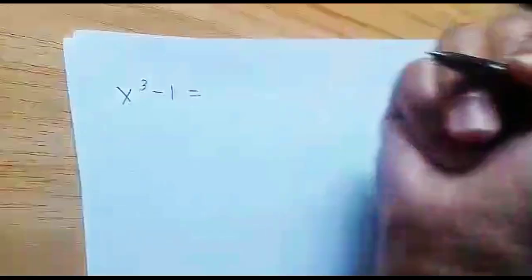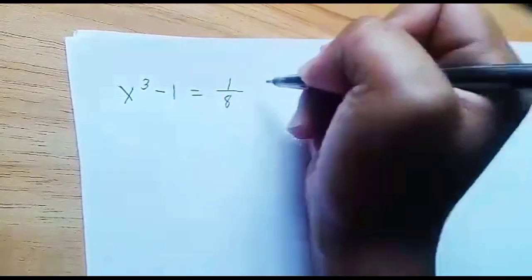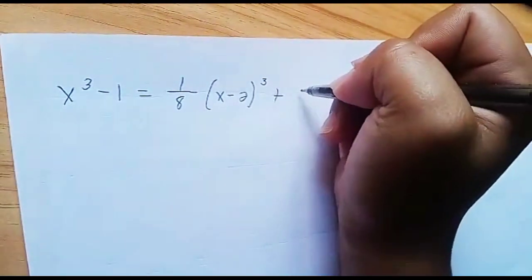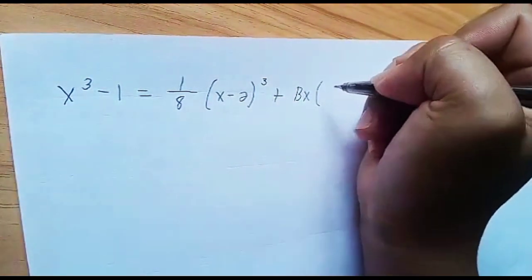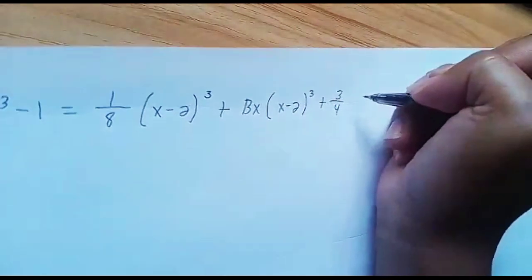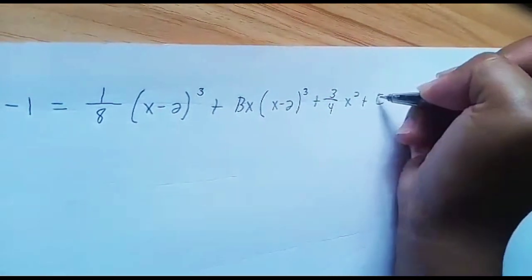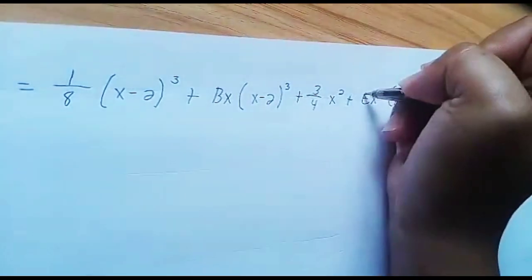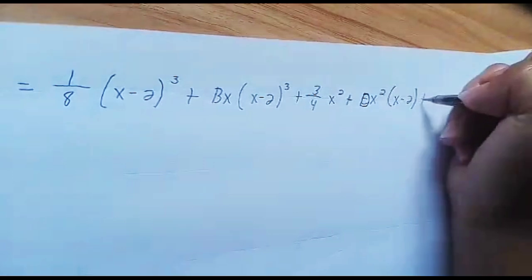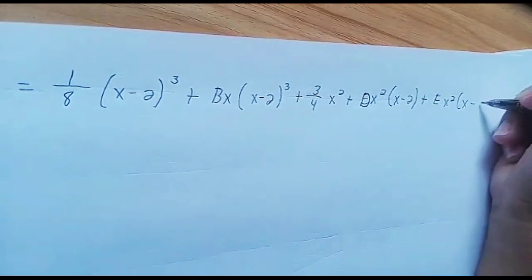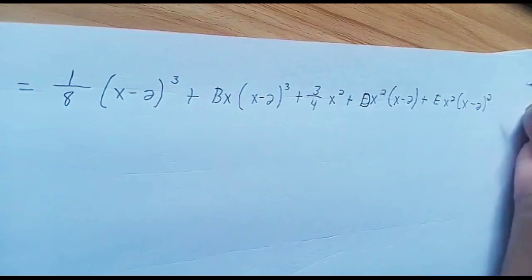So, x cube minus 1 is equal to, with the value of a, which is 1 all over 8, times x minus 2 raised to the third power, plus bx times x minus 2 raised to the third power, plus the value of c, which is 7 over 4, x square, plus x square times x minus 2 plus d, sorry, then e, which is x square times x minus 2 raised to 2.